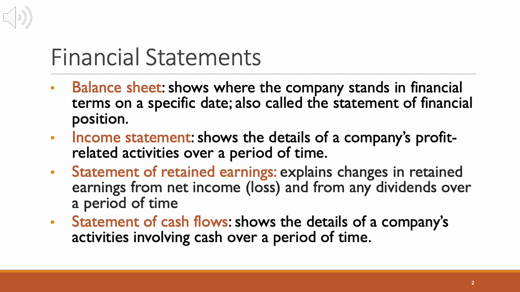Financial statements are the final reports that summarize all of a company's financial information. The balance sheet shows the company's position on a specific date, what it owns, what it owes, and the owner's equity. The income statement shows whether the company made a profit or a loss over a period of time. The statement of retained earnings explains how much profit was kept in the business and how much was paid out as dividends. And the statement of cash flows shows where cash came from and where it went, whether from operating, investing, or financing activities. Together, these four statements give us a complete picture of the company's financial health.